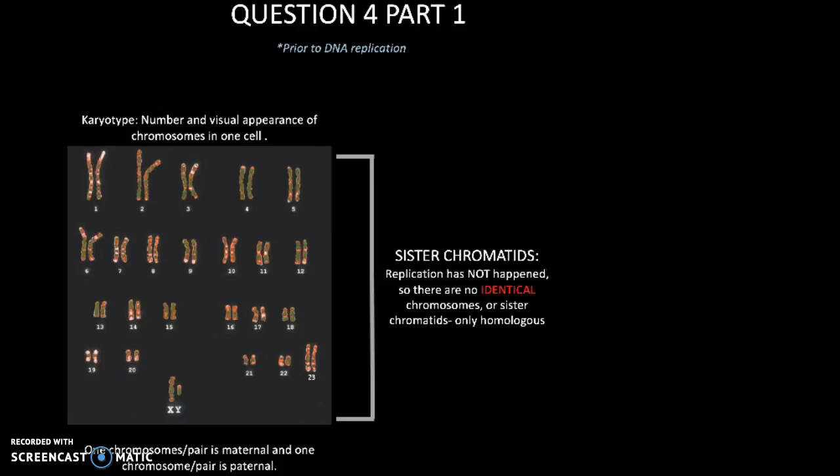Okay, so then it asks about the number of sister chromatids. Well, we said sister chromatids are identical, right? So they have to be replicated. And this question is asking about what's going on prior to DNA replication. So there's not going to be any identical chromosomes in the cell. They're only going to be homologous pairs. Okay, so the answer to that would be 0.